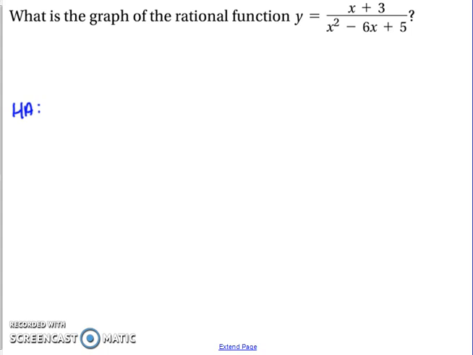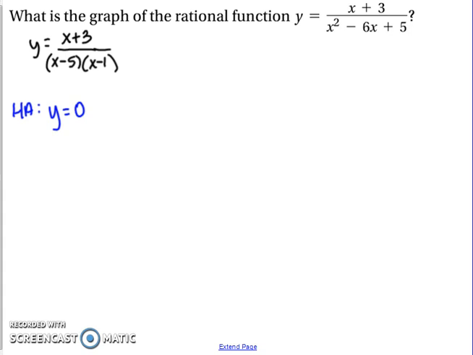Now if I look at the degree of the top is 1, the degree of the bottom is 2. So since the top is less than the bottom, my horizontal asymptote is y equals 0. So next I'm going to factor this function. I'm going to keep the x plus 3, and I'm going to factor the denominator. It multiplies to 5 and adds to negative 6, so I'm going to use negative 5 and negative 1. I want to see if I can cancel anything out, which I can't, so I'm going to leave it the way that it is.